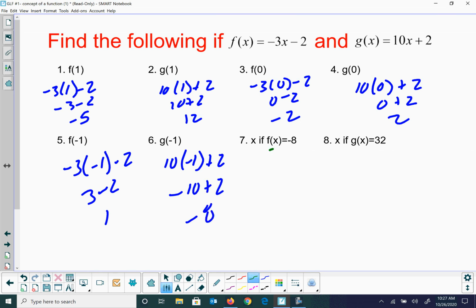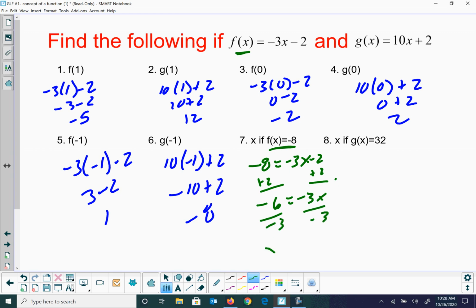Then we switch. Now I'm going to plug that negative 8 in right there. So add 2. So that's negative 6 equals negative 3x. Divide each side by negative 3. So x is equal to 2.